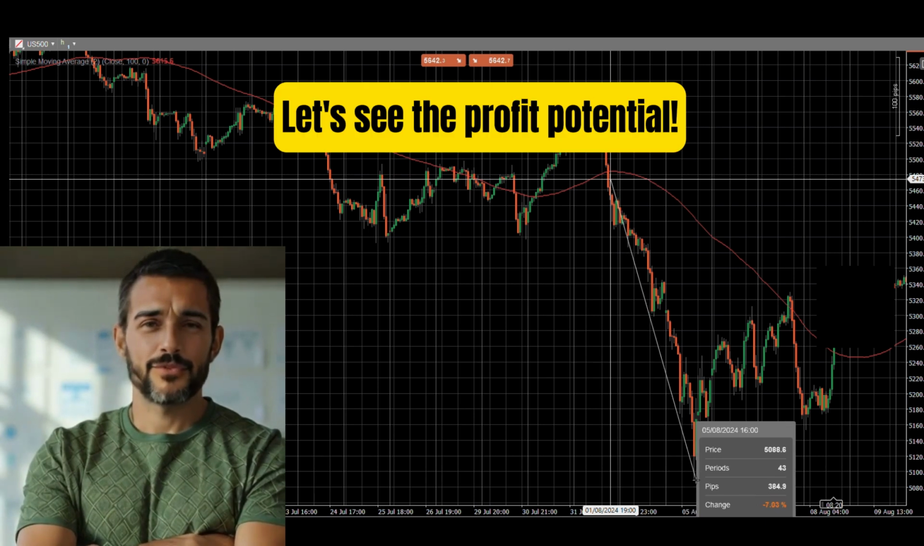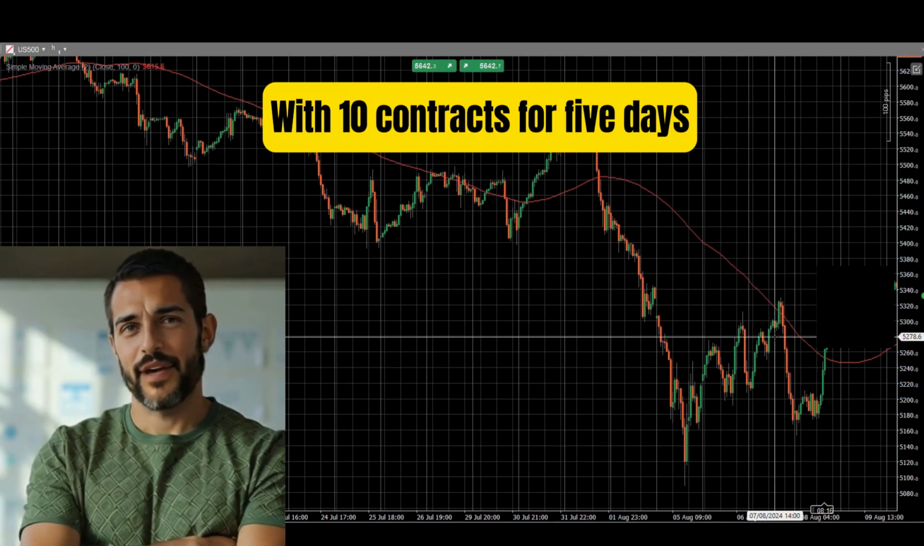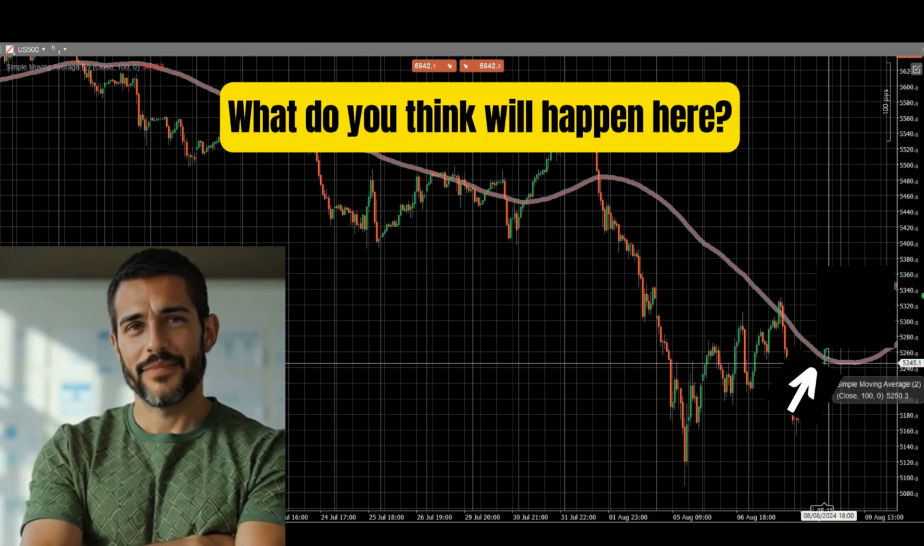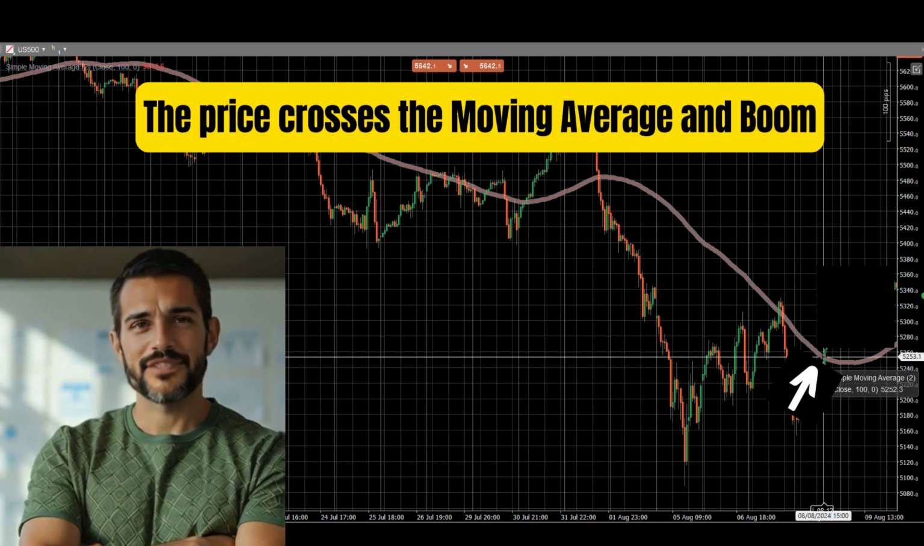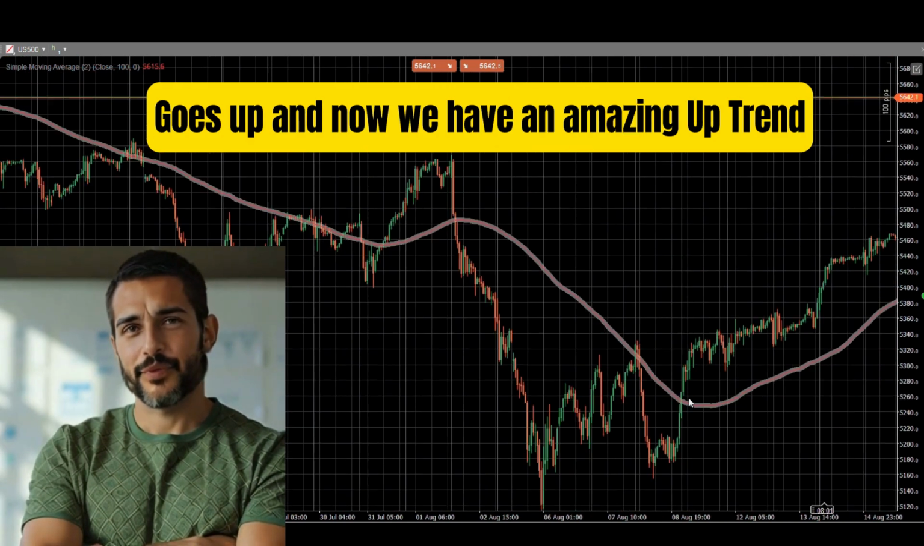Let's see the profit potential. $3,800 with 10 contracts for 5 days. Sweet! Again! What do you think will happen here? The price crosses the moving average and boom, goes up, and now we have an amazing uptrend.